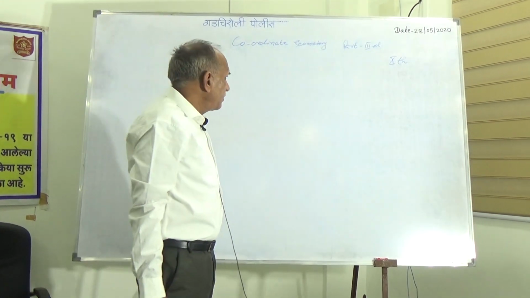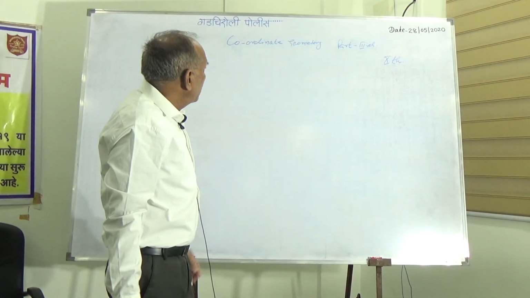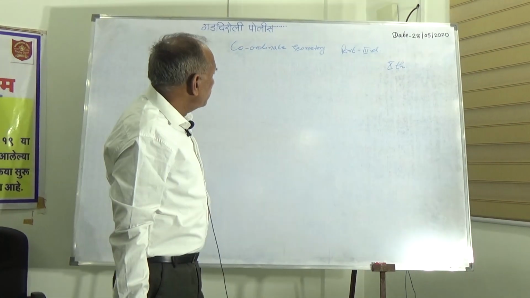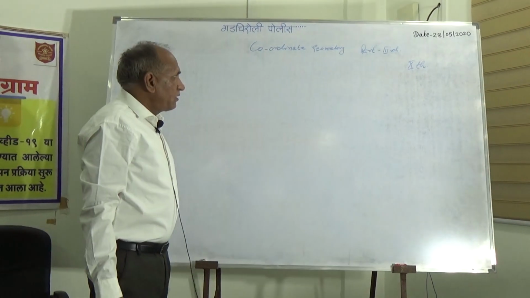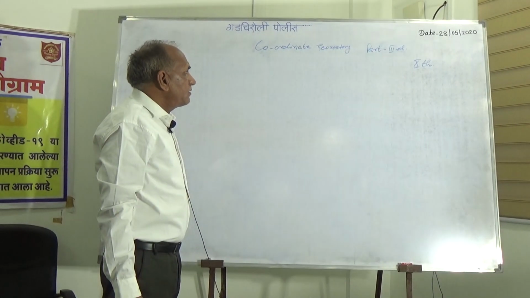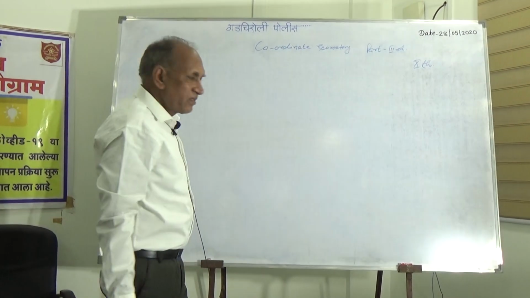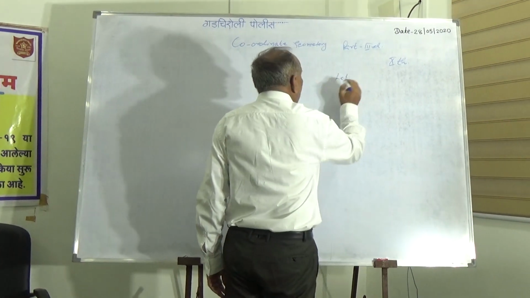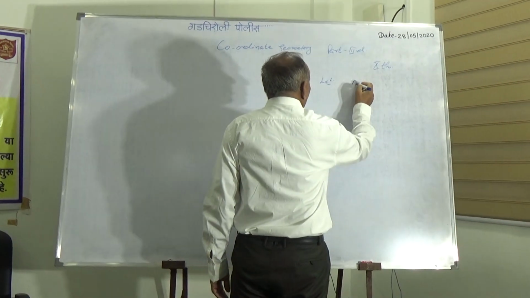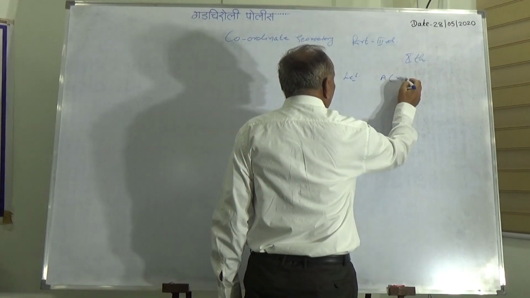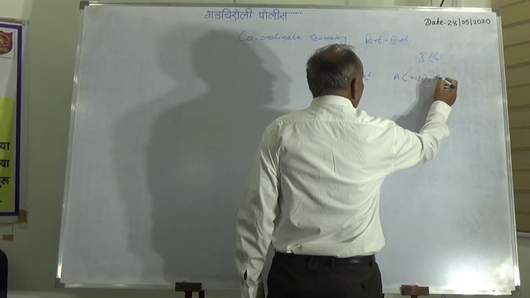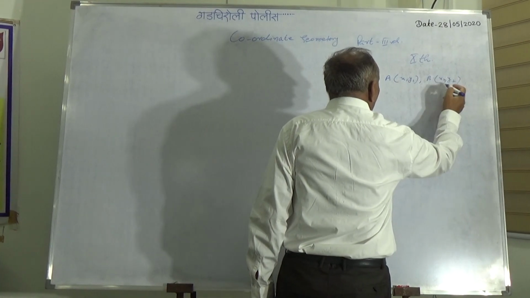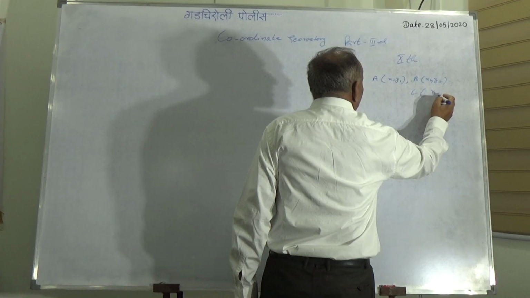हेलो स्टूडेंट्स, आज हम कोऑर्डिनेट ज्योमेट्री में पार्ट थर्ड हमारा जो आज का लेसन है उसमें देखेंगे एरिया ऑफ ए ट्राइंगल whose vertices are given. We have to find the area of a triangle whose vertices A are x1 y1, B x2 y2, C x3 y3.